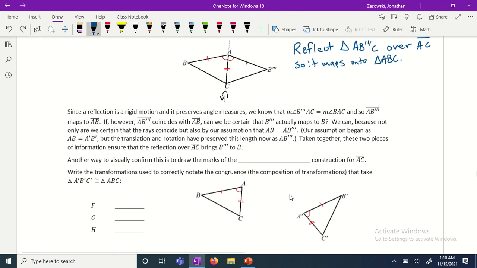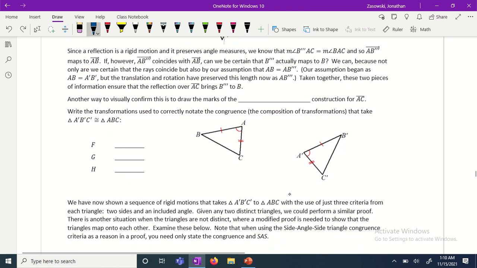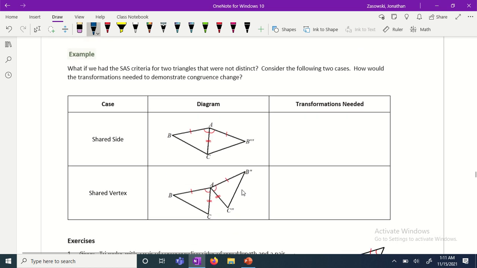Okay, but those are the three moves. So remember what we did, right? For the first function, we did a translation, right? Then we did a rotation, okay? And then we did a reflection. Now they want you to write that in the function notation, but we're not going to worry about that right now. We want to be able to write it in words.